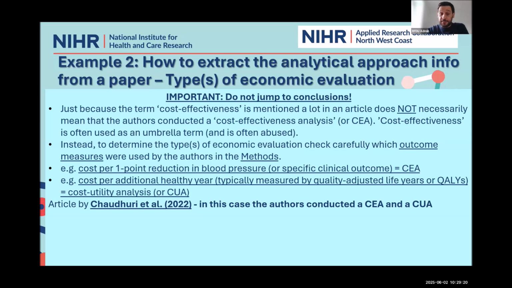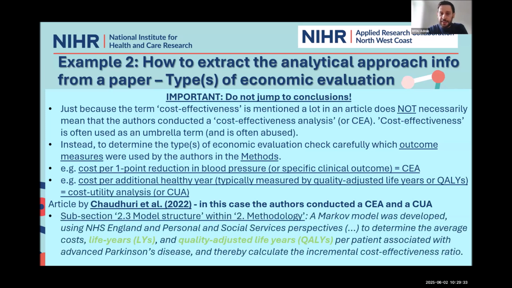And it's important to notice that people can use more than one type of economic evaluation, so they're not mutually exclusive. For example, going back to the article by Chowdhury et al. on advanced Parkinson disease, the authors here conducted a CEA, a cost effectiveness analysis, and a CUA, a cost utility analysis, because we have life years. So if you look at the outcomes, they consider life years, so the years that people live as a result of receiving the intervention, and QALYs, which are health years, basically. So we got a cost effectiveness and a cost utility analysis here.